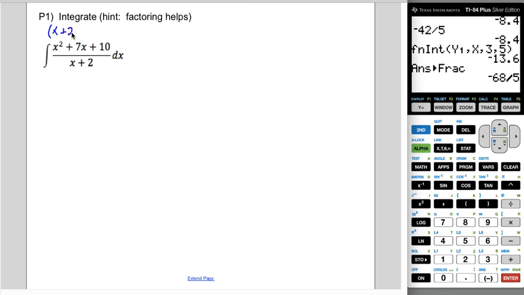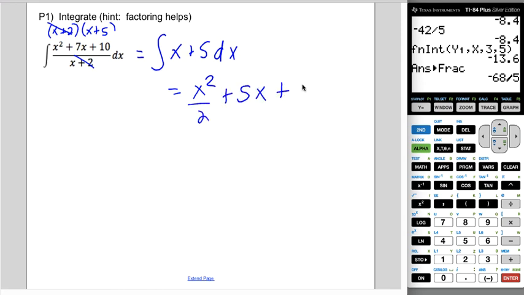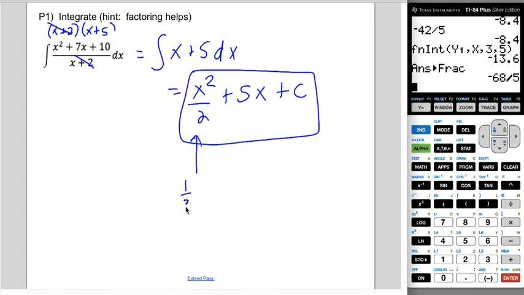This is going to factor into an x plus 2 times an x plus 5, which means I can cancel the x plus 2's and get that this is the integral of x plus 5 with respect to x. So this is x squared over 2 plus 5x plus c. And remember, it's always okay to write this as 1/2 x squared instead of x squared over 2. I don't care. That's just a style preference.